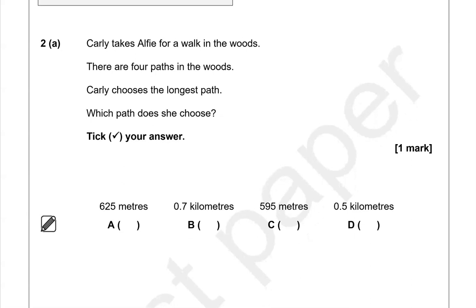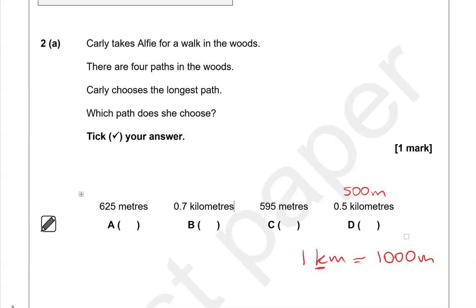Tick your answer. So we've got 625 meters, 0.7 kilometers, 595 meters, 0.5 kilometers. The thing to remember is that in 1 kilometer there are 1000 meters. km. We use k to mean 1000 in everyday life, so that's what it means here as well. So 0.5 kilometers, that's half a kilometer. So that's going to be half of 1000, which is 500 meters.